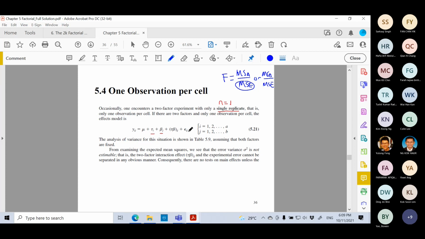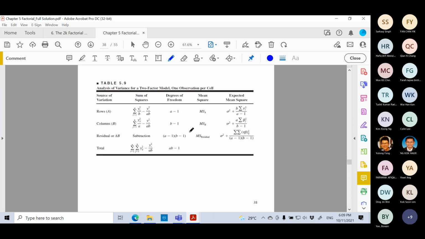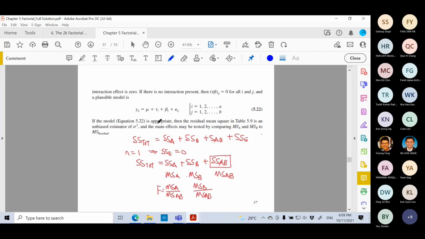Okay, so in that case, you can have the following. When you have n equal to 1, the SSE will equal 0. So therefore, you can treat your SSAB as an error. If the AB is not significant, then we can use it as the testing, or use it as the MSE.